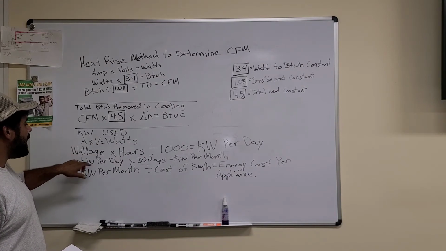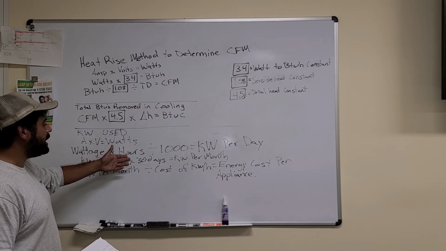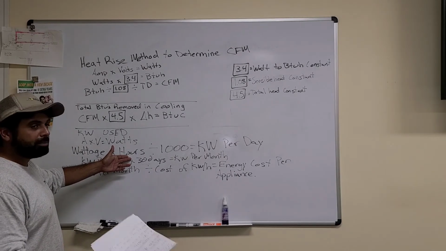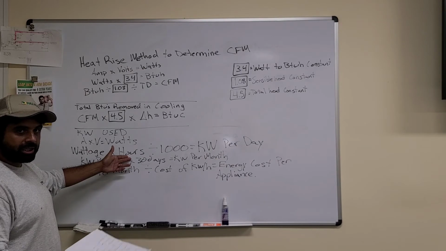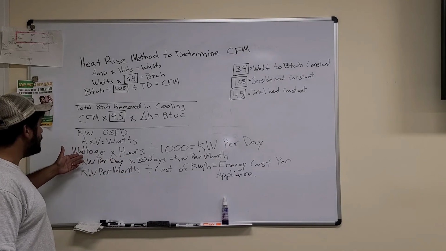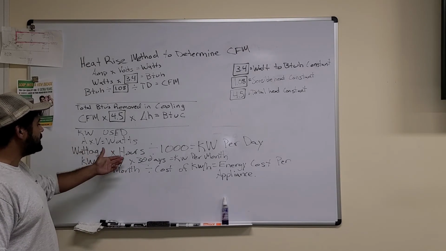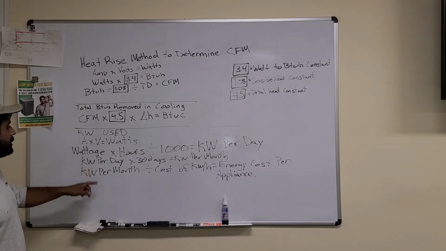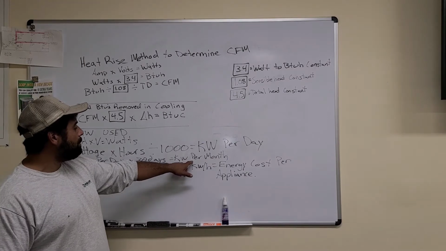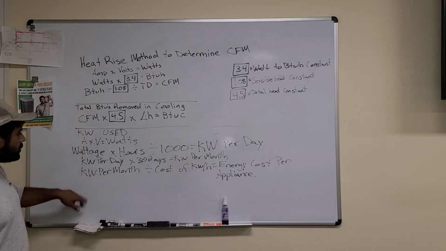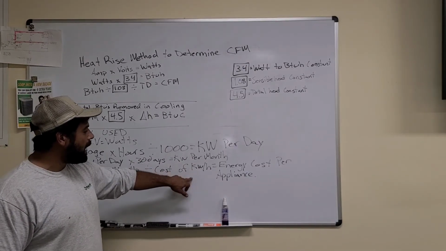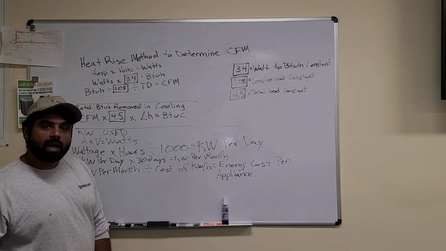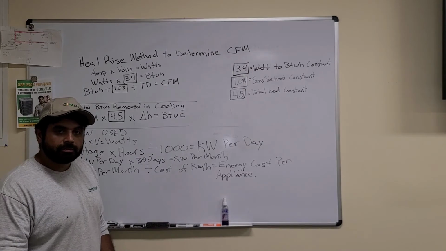Once you've got the kilowatts, you multiply by the amount of hours you're actually running the air conditioner, which oftentimes we have to guess, or you can put a data logger in and actually track the amount of time and get an average. Your kilowatt hours per day times 30 days is going to give you kilowatt hours per month. Your kilowatt hours per month times the cost of a kilowatt hour is going to give you your energy cost per appliance. We're going to take that and apply it to the system we just discussed.